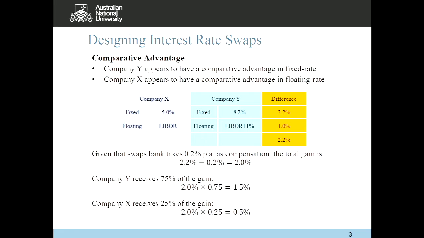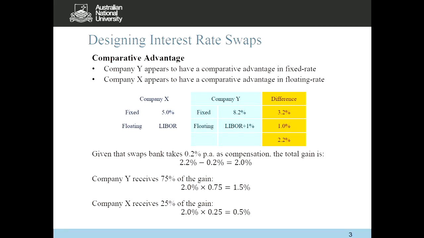But we see the gap is smaller in the floating rate of return than that of the fixed rate of return. Yes? So if the gap is smaller in the floating rate of return, which means company X has a comparative advantage in the floating rate kind of investment opportunity here. Whereas company Y has a comparative advantage in the fixed rate of return investment opportunity. Does that make sense? Yes?